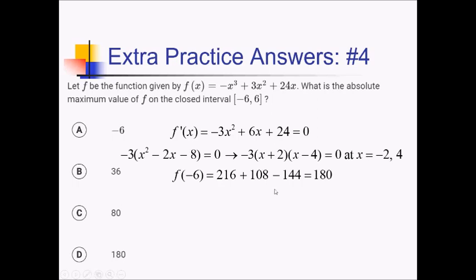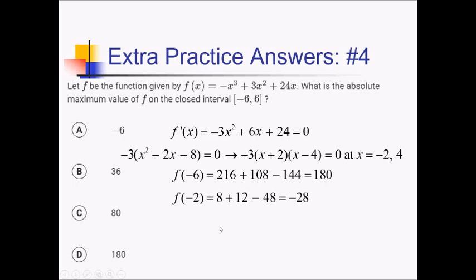Next, let's try out negative 2. Hopefully that'll be a little bit easier with the mental math. So we've got, let's see, negative 8, so that's positive 8. This is going to be 3 times 4, so 12. This is negative 48. 20 minus 48 is negative 28. So that's definitely not the winner.